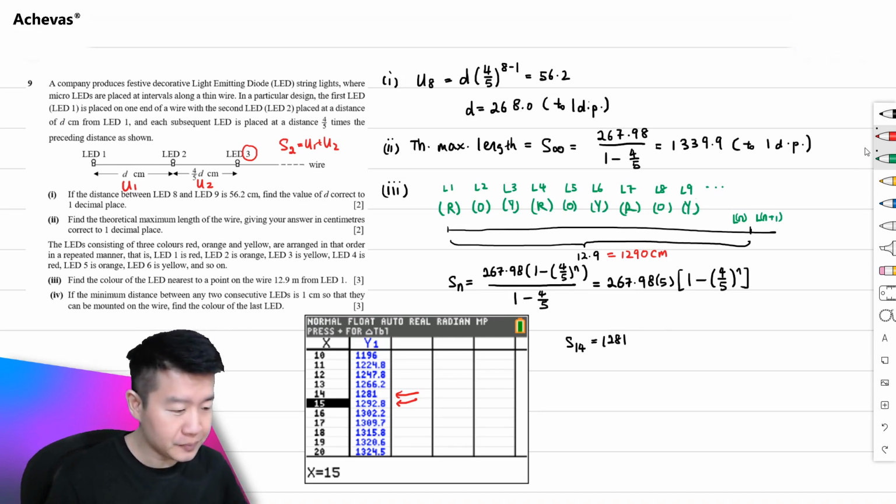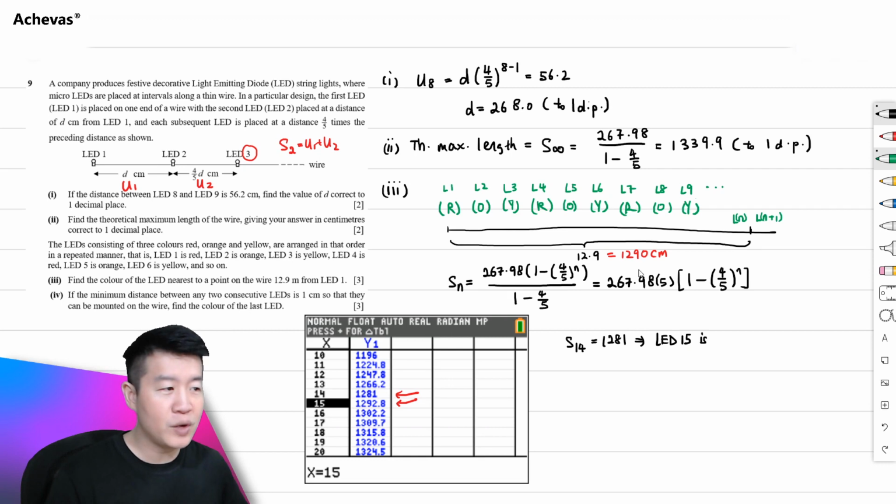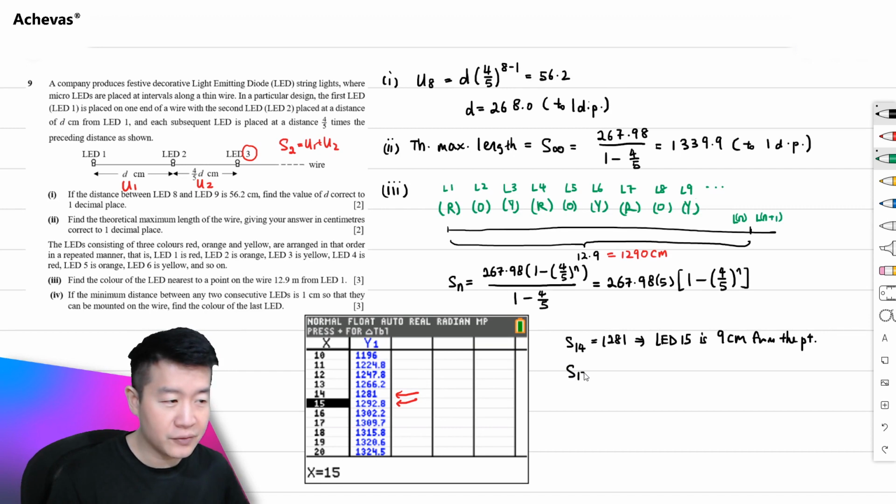LED 15, that means from 1281 to 1290 is 9 cm from the point. And then this S15 is 1292.8, and S15 is talking about LED 16, which gives a total distance of 1292.8, and is just 2.8 from the point.